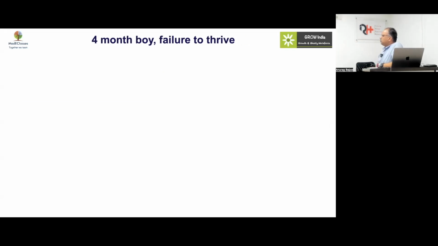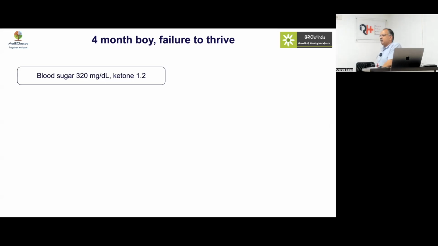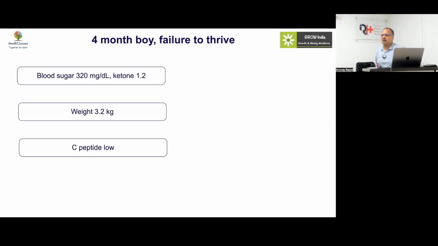You have a 4-month-old boy with failure to thrive who has hyperglycemia with mild ketosis. Weight is 3.2 kgs and he is not gaining weight. Of course, at 4 months it is only 3.2. C-peptide is low. So what are you looking at?